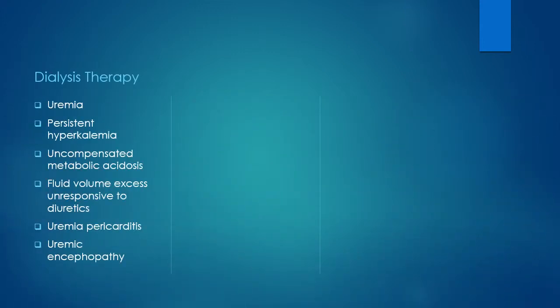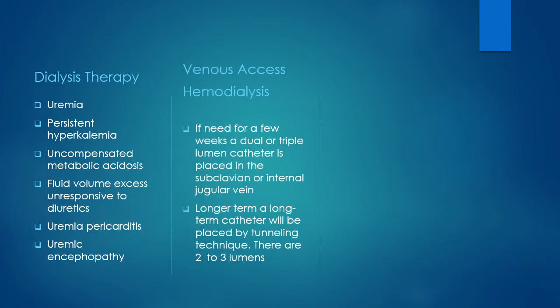During dialysis, you will watch for uremia, persistent hyperkalemia, uncompensated metabolic acidosis, fluid volume excess that is unresponsive to diuretics, uremic pericarditis, and uremic encephalopathy. For venous access dialysis, you may need it for a few weeks. It's dual or triple lumen catheters placed in the subclavian or the internal jugular vein. And then for longer term, a long-term catheter will be placed by tunneling technique, and there are 2 to 3 different lumens.